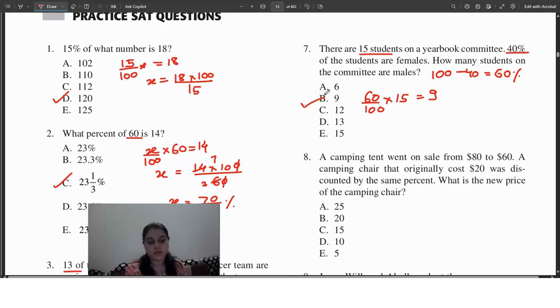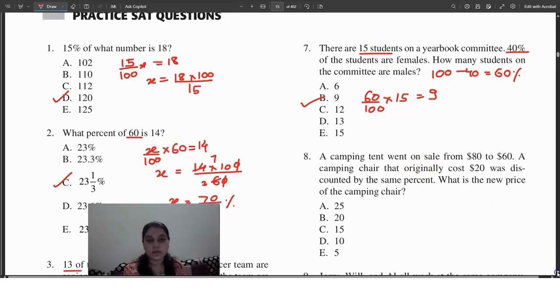Obviously, we have many ways to do it. We can also simply find the female students first and then subtract them. Female students will be 40 upon 100 into 15. That is 6. Total is 15. If you subtract 6, you will also get the male students. Anyway, you're comfortable.